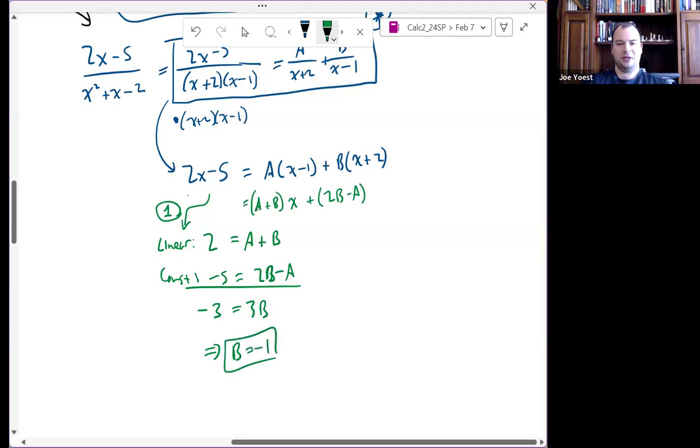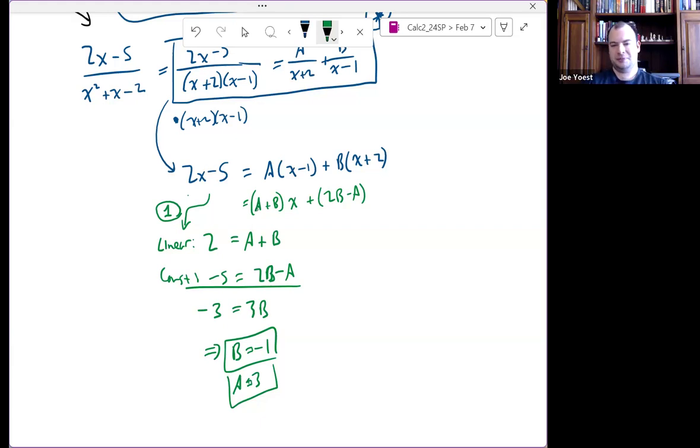B has to be negative 1. And then a plus b is 2, so a has to be 3. So this linear system wasn't too bad to solve because my coefficients worked out pretty nicely.